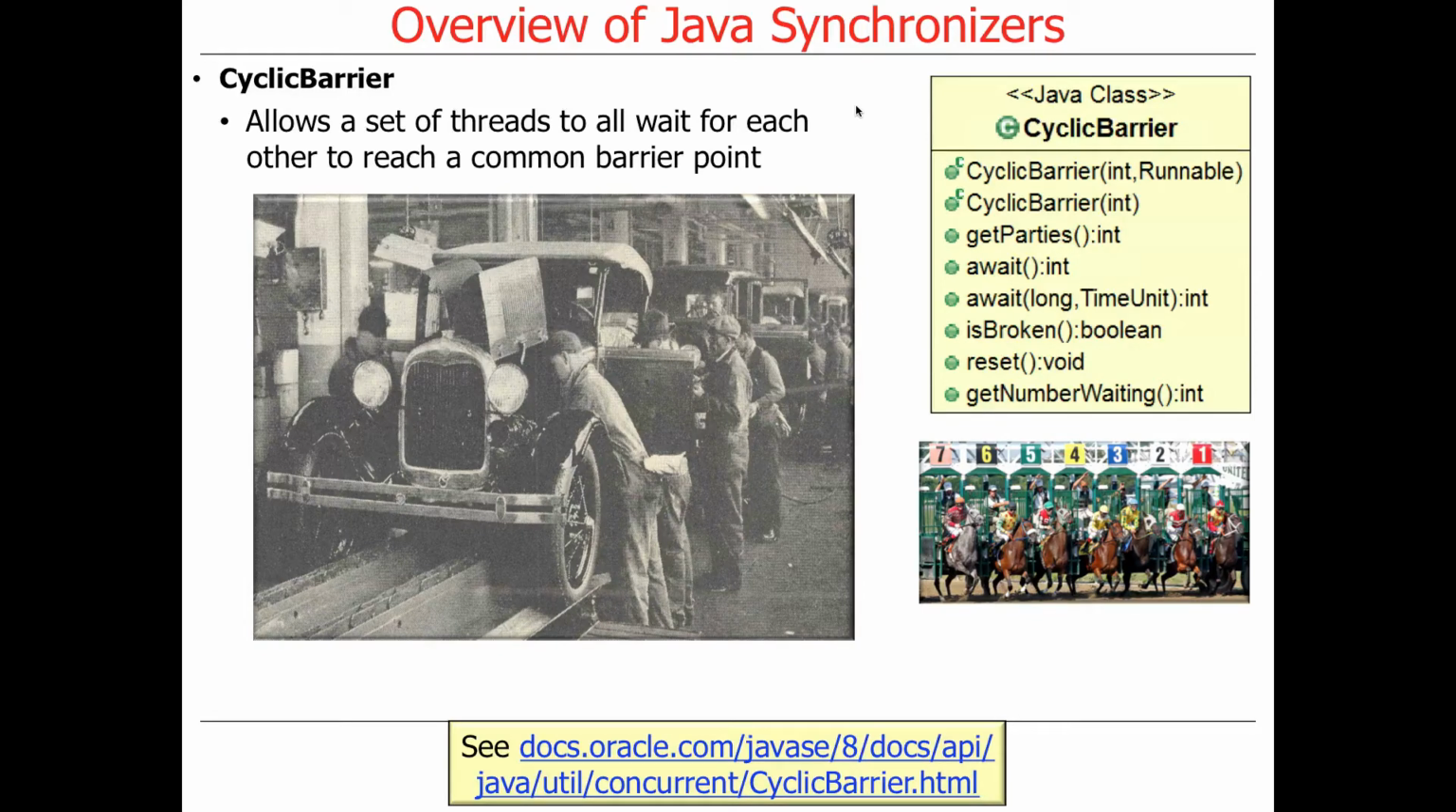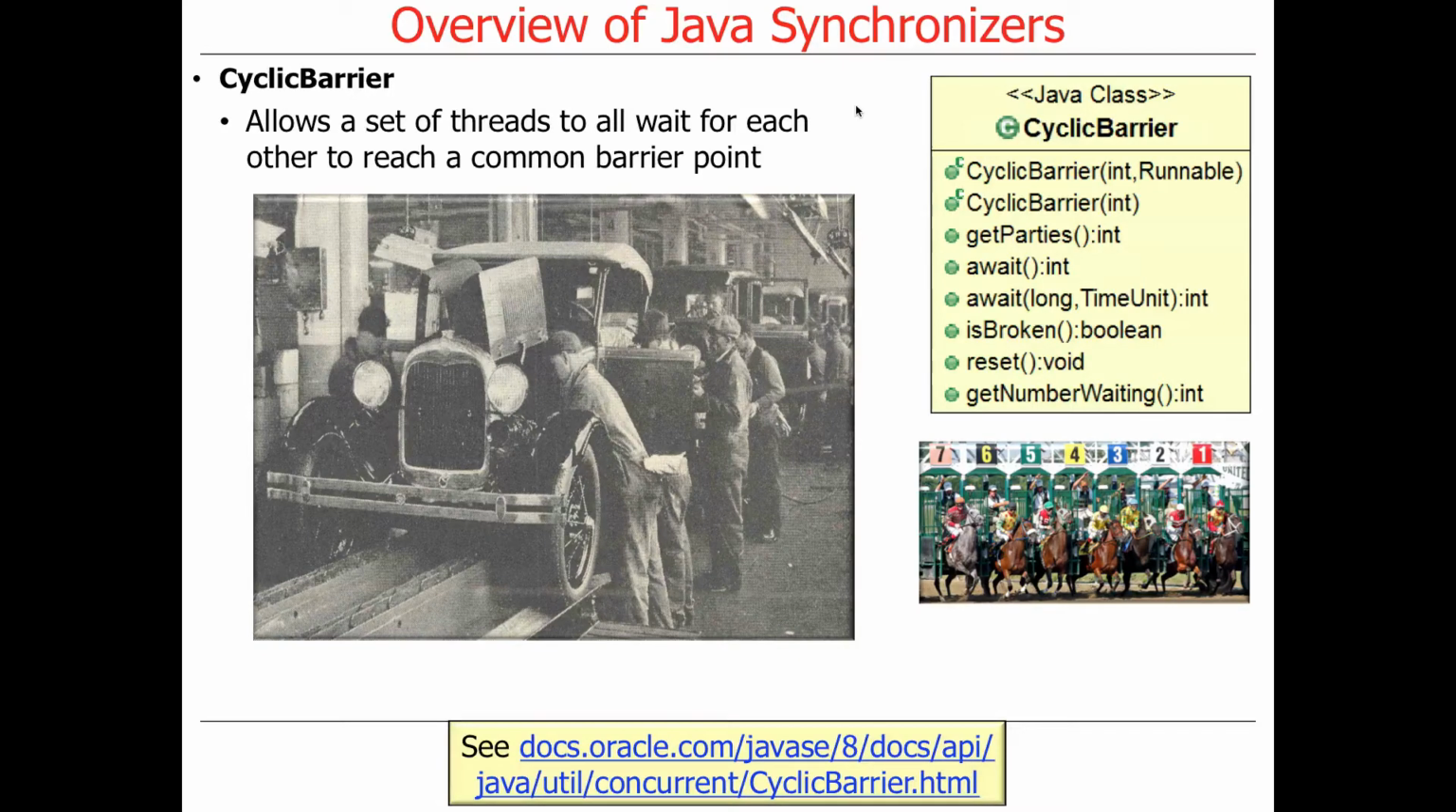So again, think about an assembly line, right? A car rolls up. 6 people work on the car. When the last person is done, they hit a button, the car rolls down, the next car shows up, all 6 people go back and start working on it, right? So it's sort of cyclic, one after another. And the barrier here is that everybody has to be done before you can proceed.